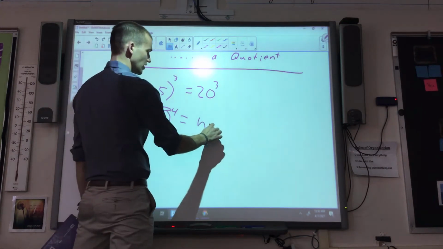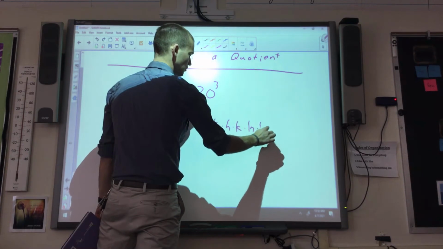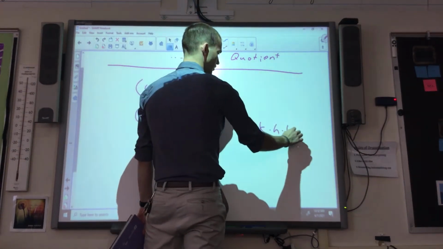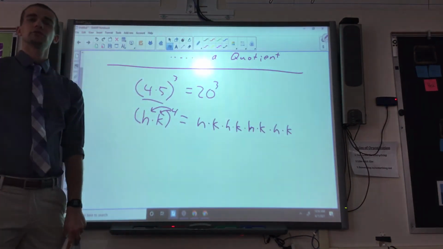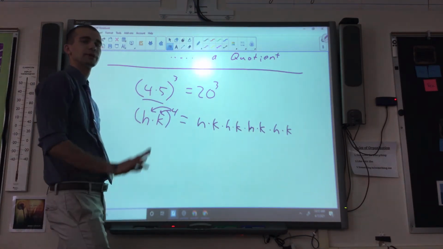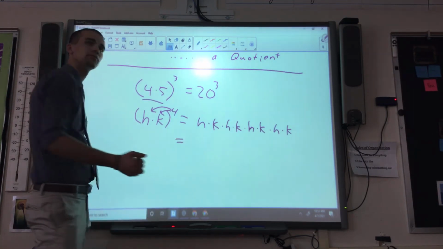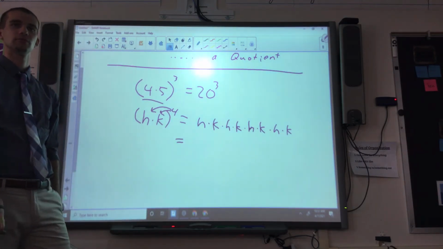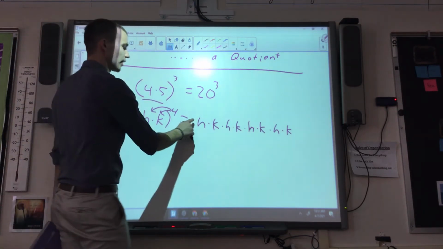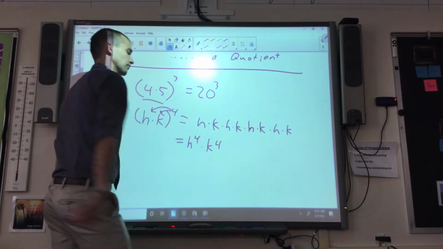If you think about it, this is h times k times h times k times h times k, 1, 2, 3, another one, times h times k. We can shift these around using what property? It works for multiplication and addition. You can move things around. It's like they're commuting around, going from one place to another. The name of the property is the commutative property. So I've got h to the fourth and k to the fourth.